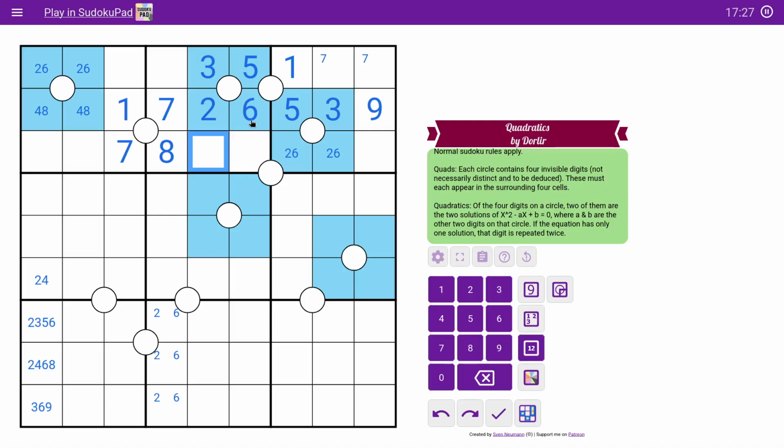What are our remaining digits? 1, 4, and 9. And here we have 3, and 5, and 9. Right? Where can 3, 5 in this grid go? They must go here. That makes this a 9. This means this is a 4. This is 7, 8. And 4.